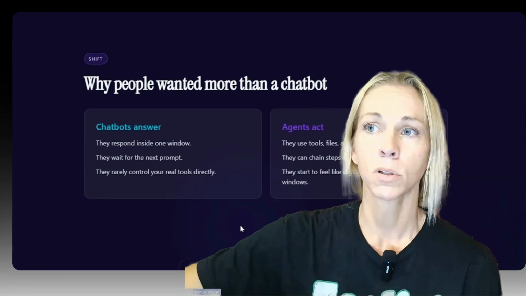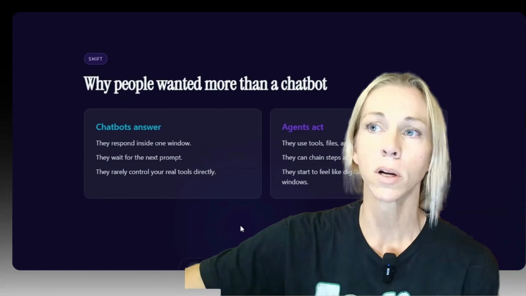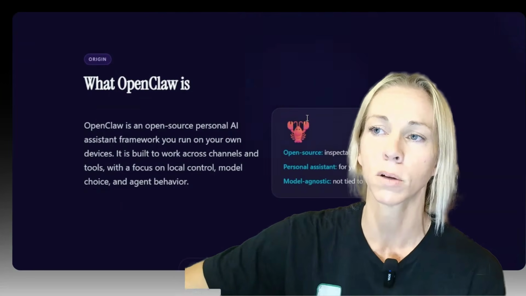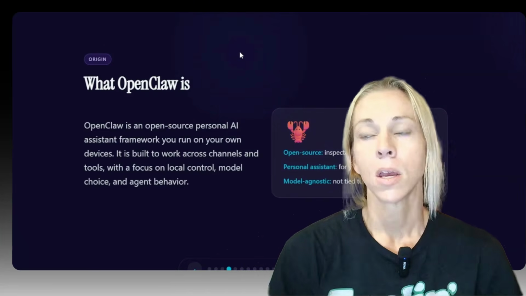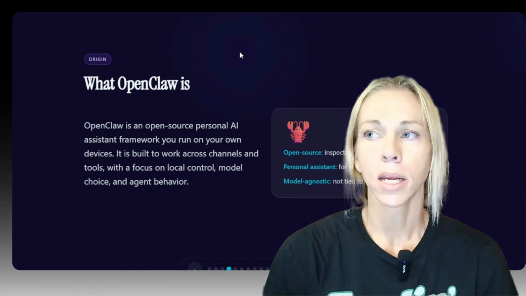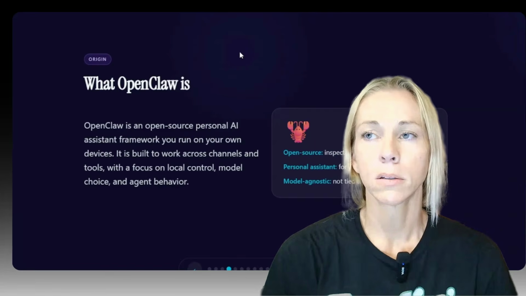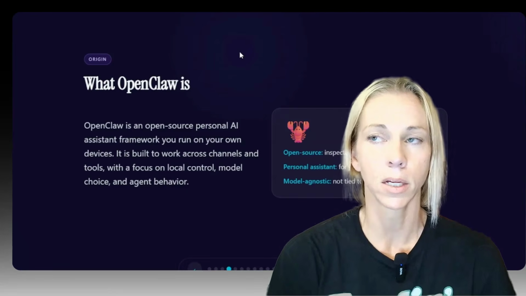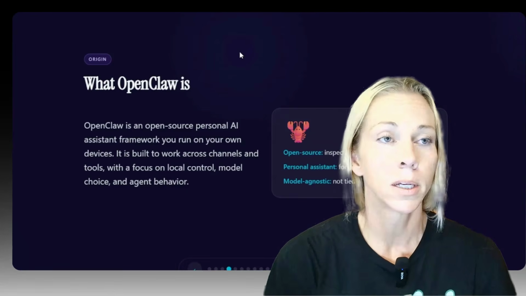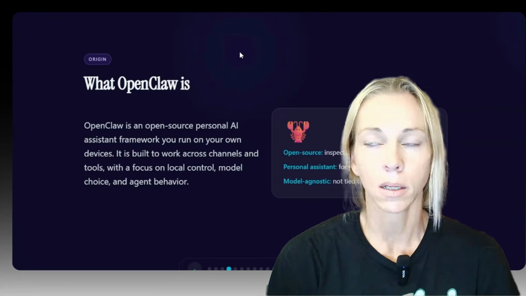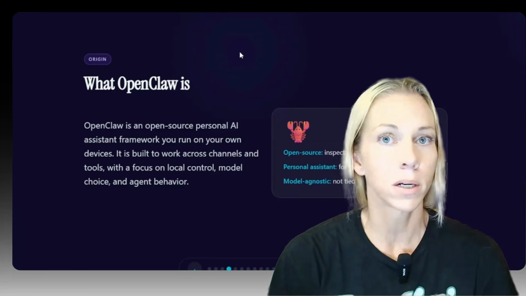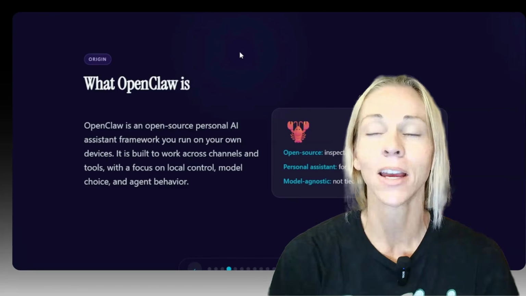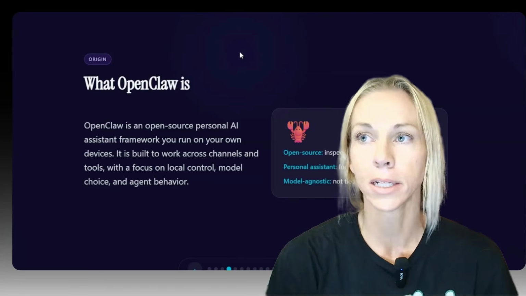So OpenClaw is an open source personal AI assistant framework you run on your device. It's built to work across channels and tools with a focus on local control, model choice, and agent behavior. And when I first heard this, I thought of all the risks first, which I think is a healthy response. Having AI completely running your computer without knowing this thing and knowing its parameters and its capabilities, and just downloading it onto your PC where you have all your work docs, your banking information, your life on your PC, is not smart. It's not a good idea.